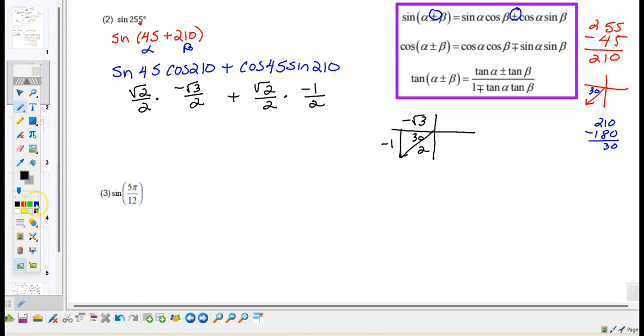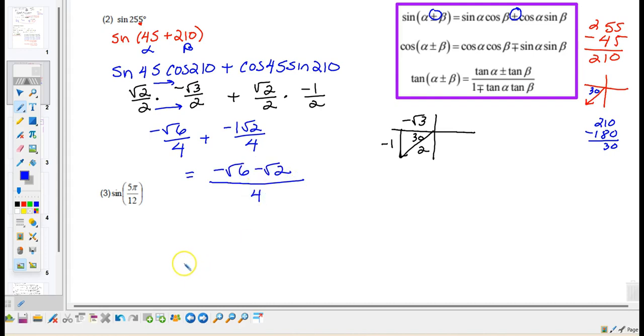And let's multiply numerators, denominators. You can write this -1 root 2 as just minus root 2. So our final combined fraction is negative root 6 minus root 2, all divided by 4.